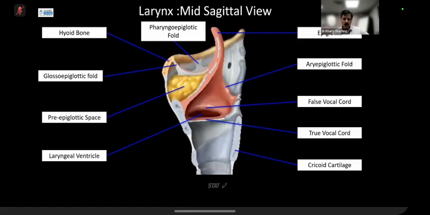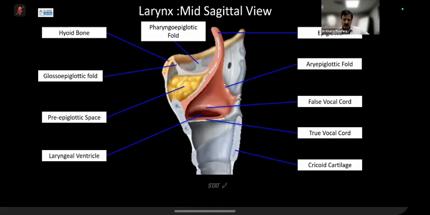There is another mucosal fold here, which is known as the pharyngoepiglottic fold. Now, the key fold is this one. This is the arytenoid cartilage. From here, a mucosal fold goes, the aryepiglottic fold. This is a key fold.